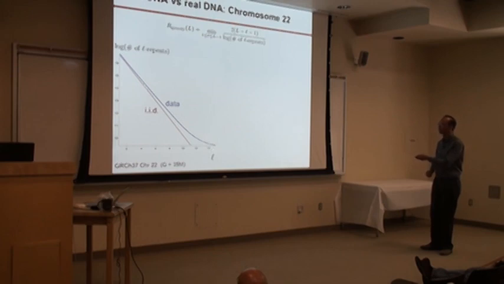Okay, bad news, folks. The data is deviating from the IID model. So here is where the long repeats start emerging significantly. The IID model is predicting very few of these. They're starting to come.